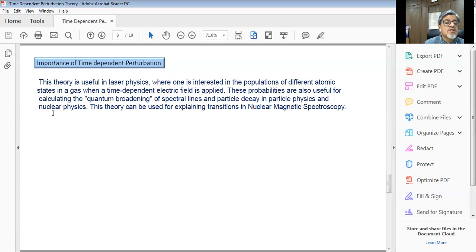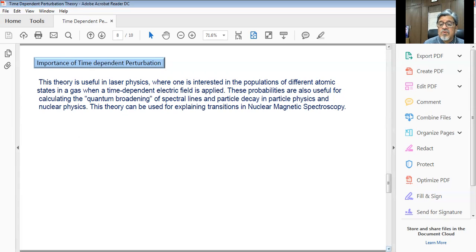So this is a very important theory, and in the book written by Amit Goswami, it is mentioned that when an atom is taking a bath in electromagnetic radiation, time-dependent perturbation is applied. For further reading, I suggest one can refer to Quantum Mechanics by Amit Goswami.